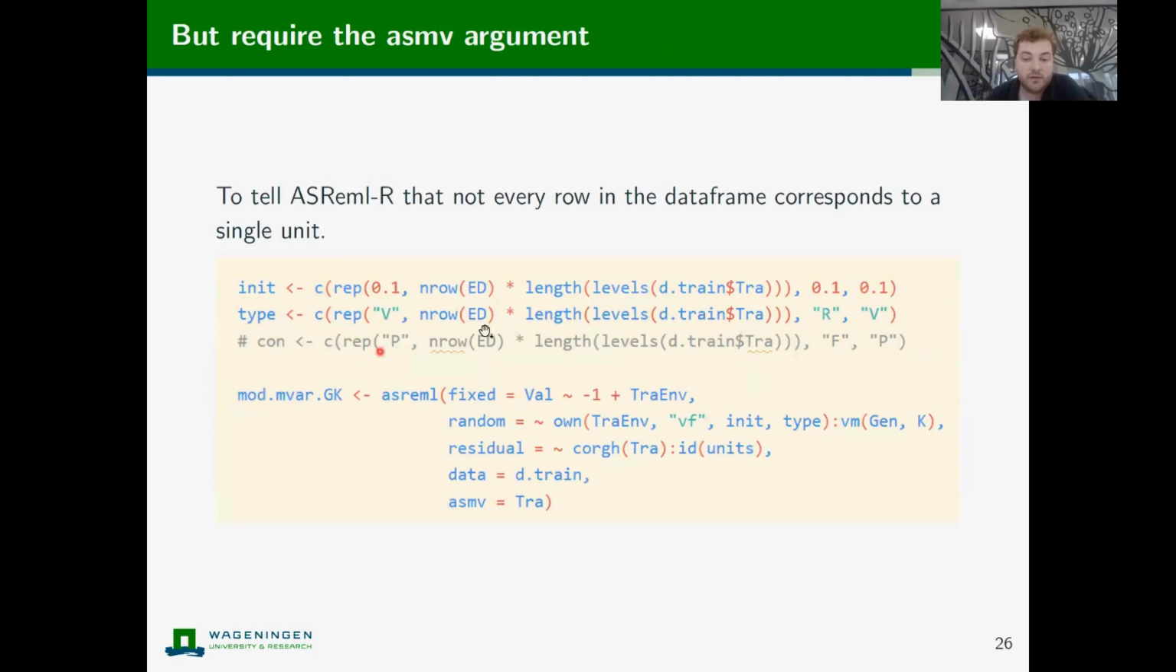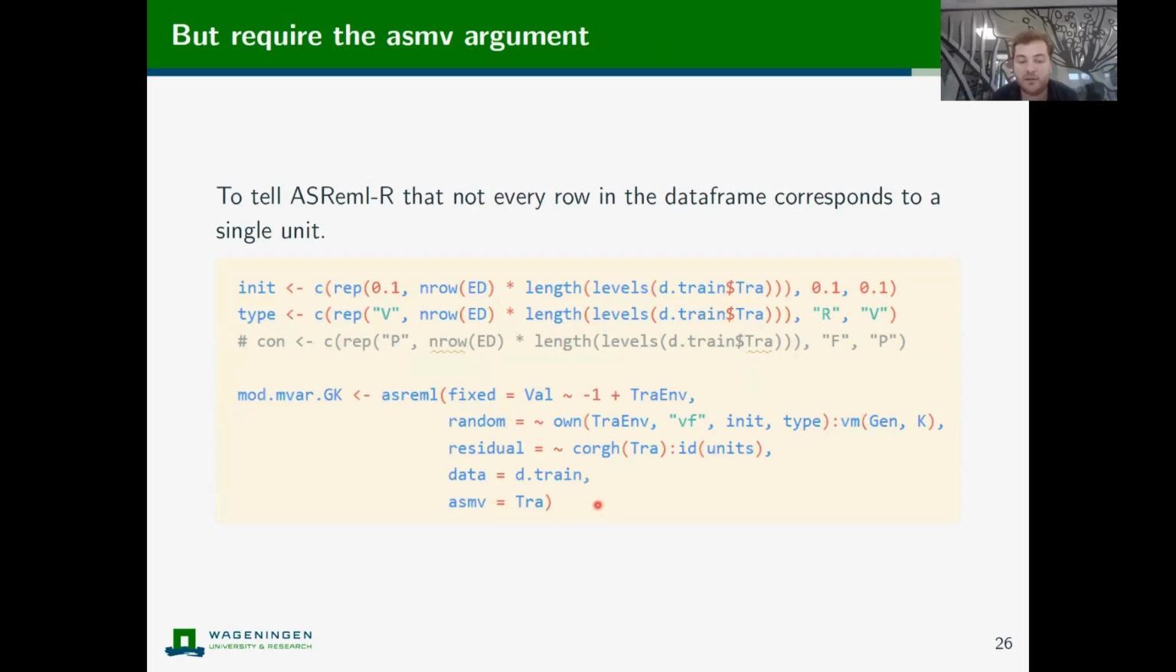Then if you do that, you also need to specify an extra argument in the ASReml call, which is the ASMV argument. I honestly have no idea what it stands for, but essentially it lets ASReml know that there are fewer units than rows in your data frame.